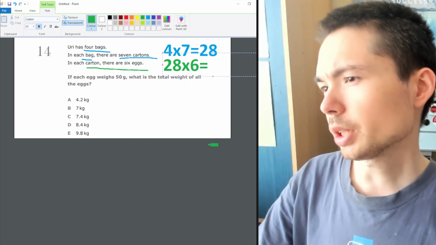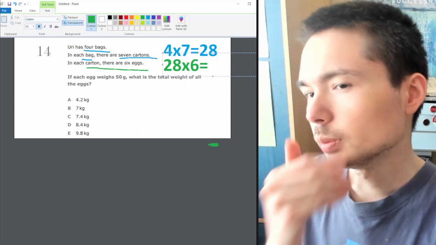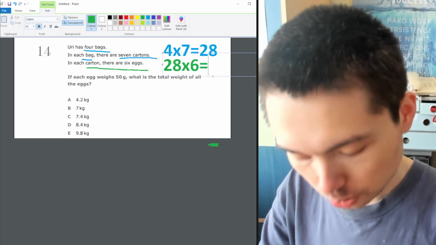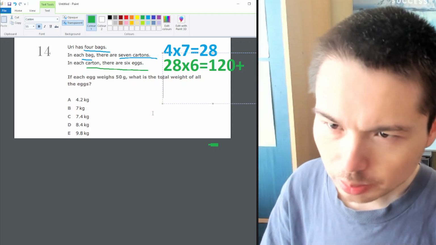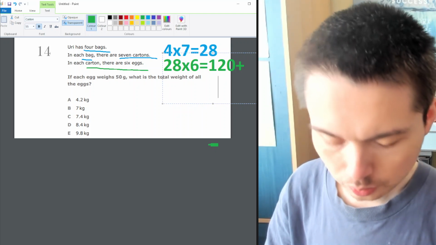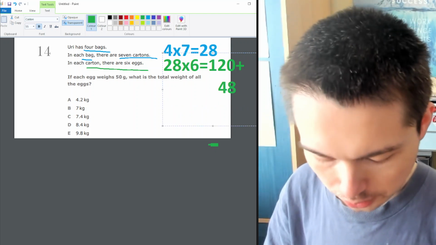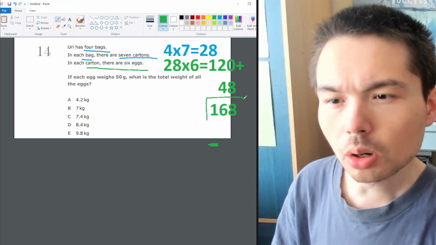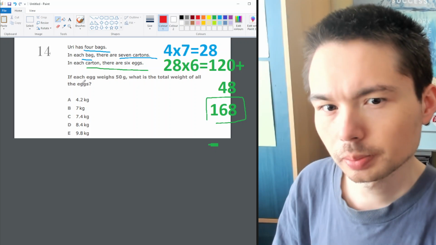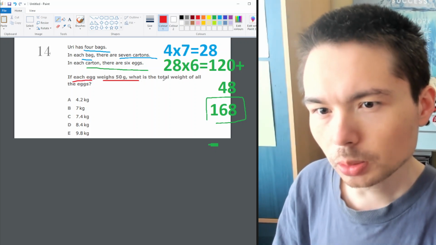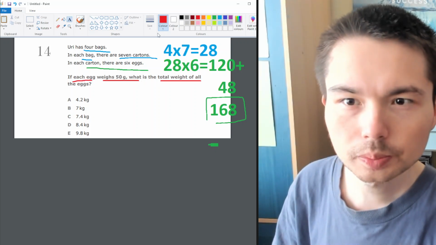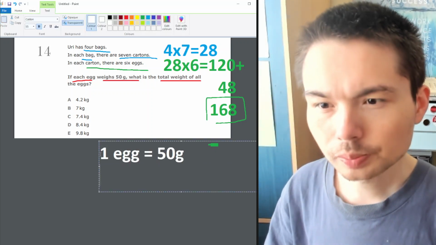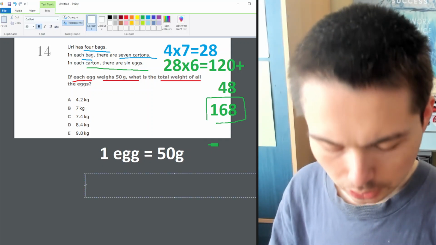Just write it down, do it yourself, 5 seconds. We can do 20 times 6, 120. And then plus 8 times 6, which is 48. So we got 168. Fine. That is the number of eggs. Next bit. Each egg weighs 50 grams. What's the total weight? Write it with me. 1 egg is 50. We know there are 168.